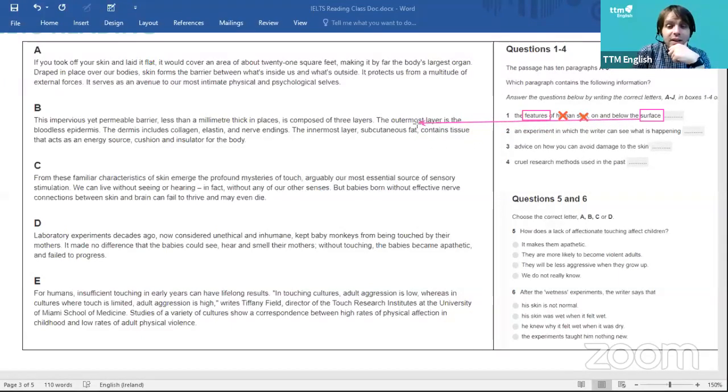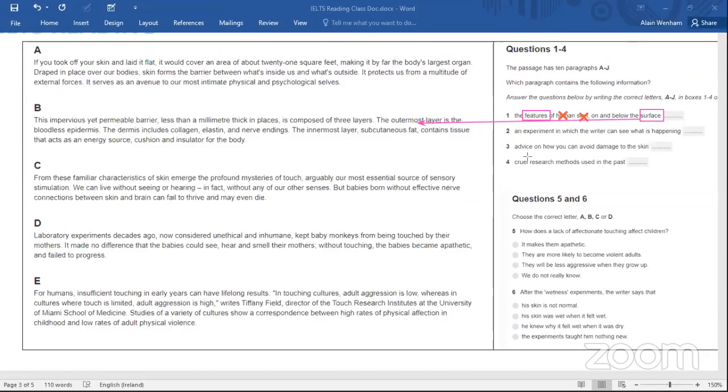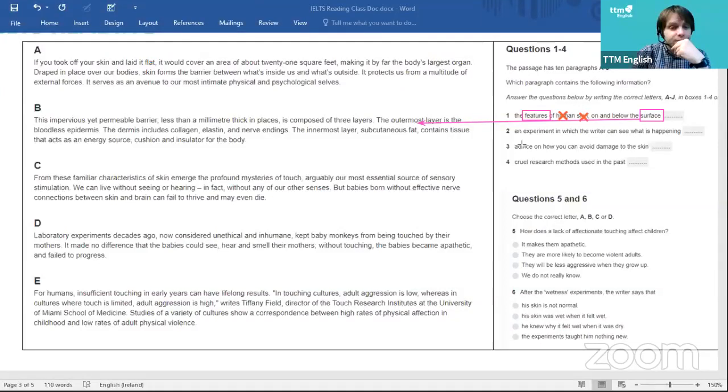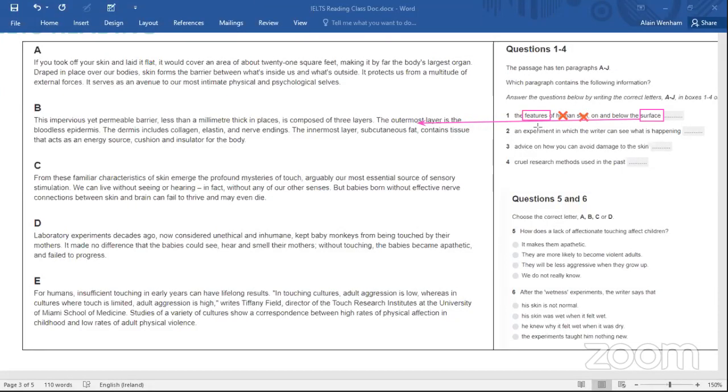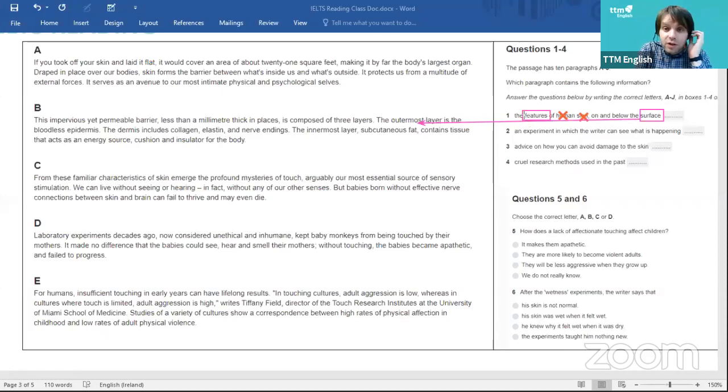Okay, does anyone else have anything else? C. What do you have here, Shahani? For features, I think familiar characteristics. Say that again. One more time. Familiar characteristics. For features. So features and characteristics. Yeah, good. Can anyone see any other synonyms, guys?